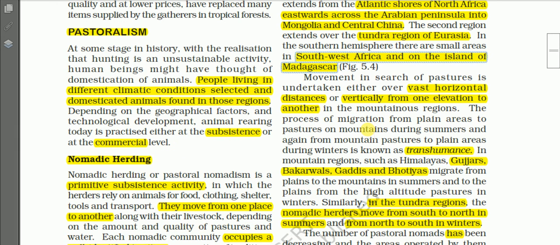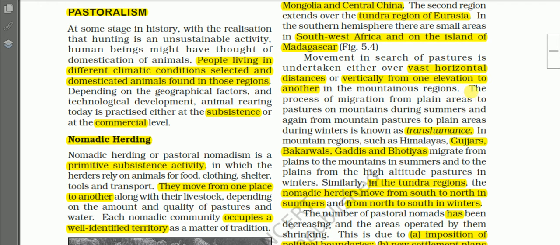So let us continue. The movement in search of pasture is undertaken either over vast horizontal distances or vertically from one elevation to another in the mountainous regions. The process of migration from plain areas to pastures on the mountains during summers, and again from mountain pasture to plain areas during winter, is known as transhumance. So this is vertical migration, that is, vertically from one elevation to another. This is known as transhumance.